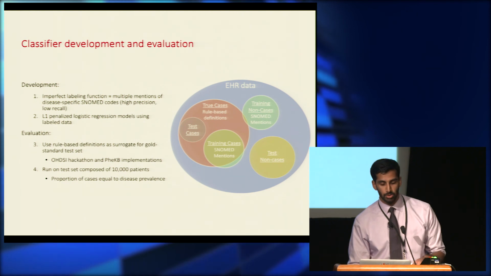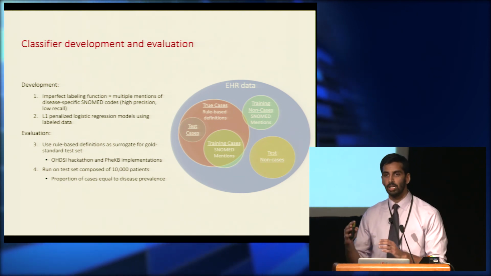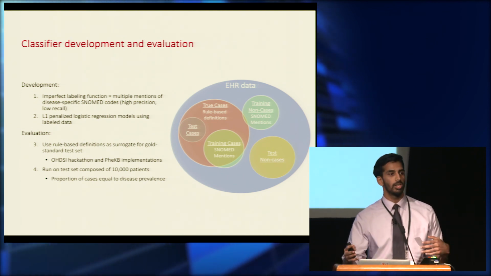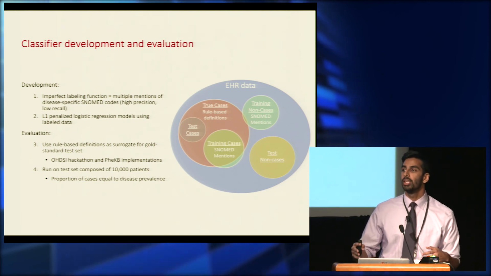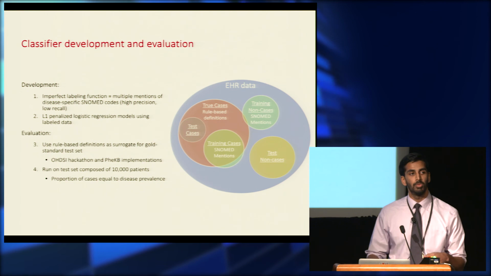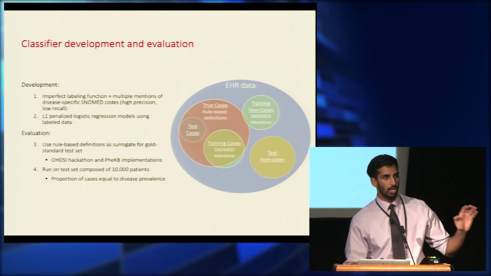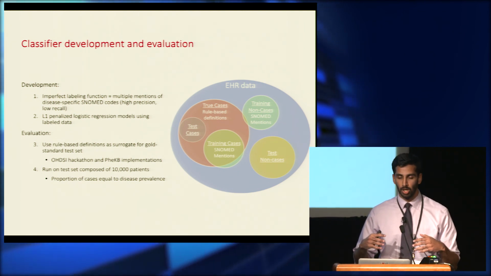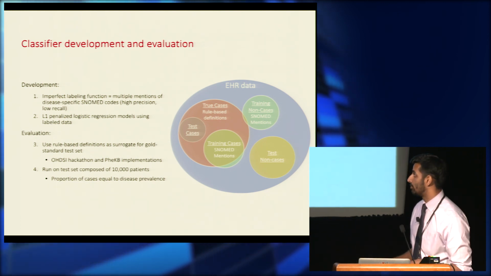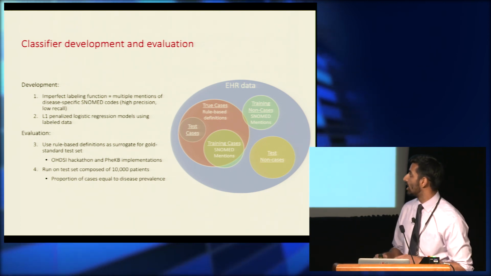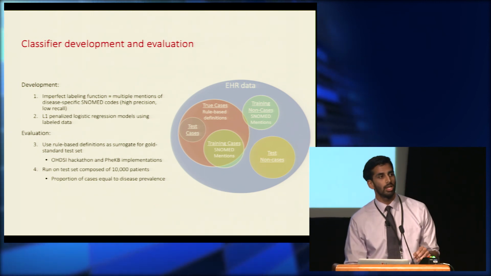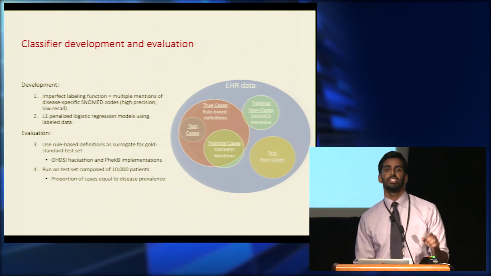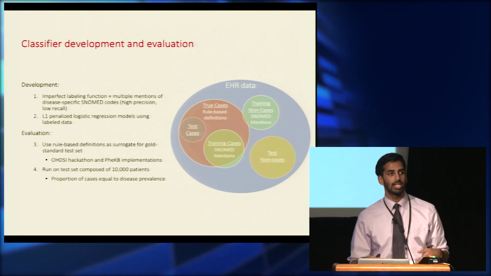Then to evaluate, in the absence of a gold standard manually labeled test data set, what you can do is use rule-based definitions that have already been developed. So there were a couple developed at the last OHDSI hackathon. There are a couple implementations of PKB rules on Atlas available. So you can use these to define your test set, and then you can go ahead and test your classifier on them. And that's what we did. So we ran our classifiers on a test set composed of 10,000 patients. And importantly, the prevalence of cases in the test set equaled the actual disease prevalence. So it's mimicking what a classifier would see in the real world.